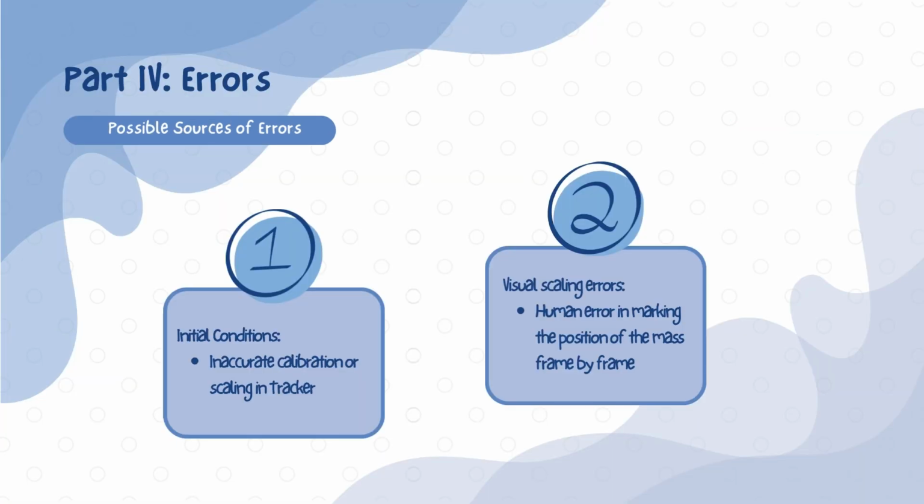Part 4. Some possible sources of error include inaccurate calibration or scaling in Tracker, and also human error in marking the position of the mass frame by frame.